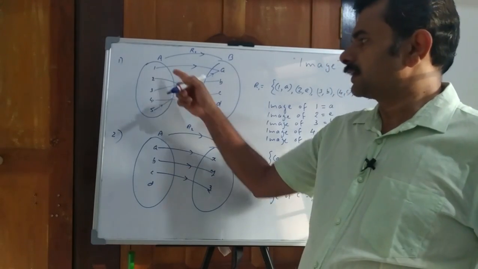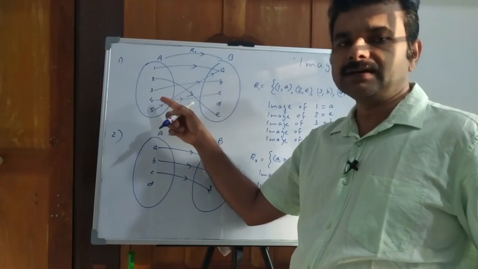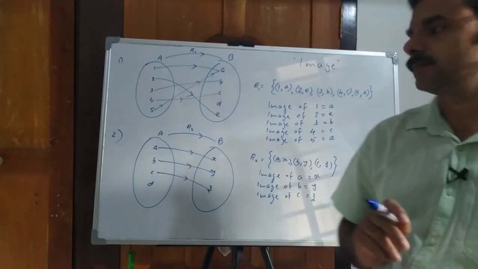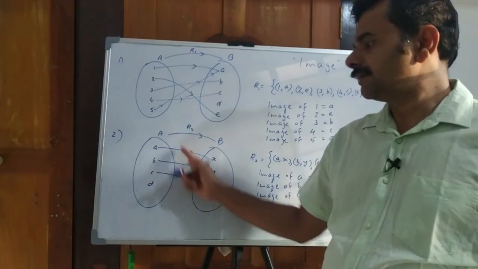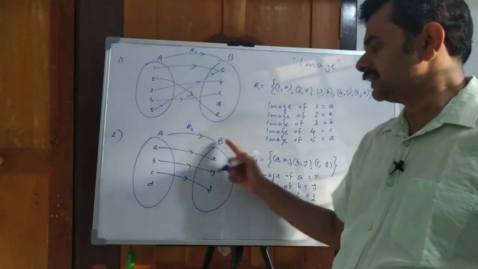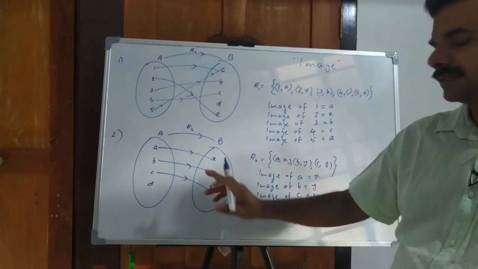Okay, here every element of the set A has image in the set B. Here every element of the set A has not image in the set B because D has no image in the set B.